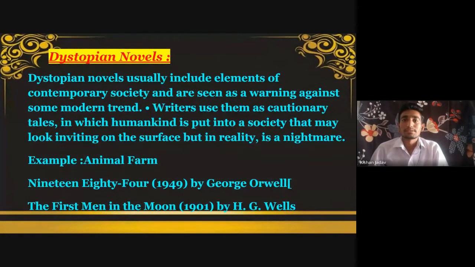Dystopian novels usually include elements of a contemporary society and are seen as a warning against some modern trends. Writers use them as cautionary tales in which humankind is put into a society that looks inviting on the surface, but in reality is a nightmare. Some examples are Animal Farm and 1984 by George Orwell, and The First Men in the Moon by H.G. Wells.